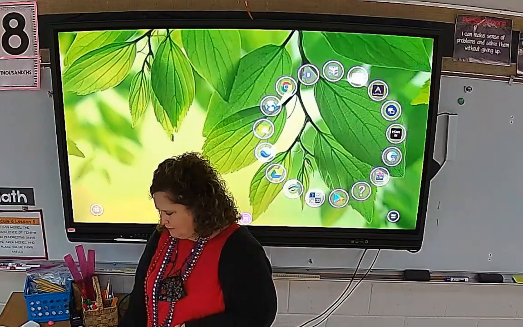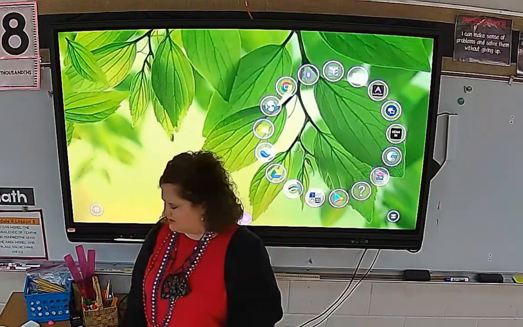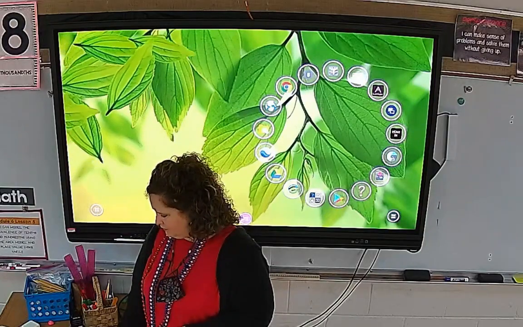And just lay the page protector, just push it to the side for now.